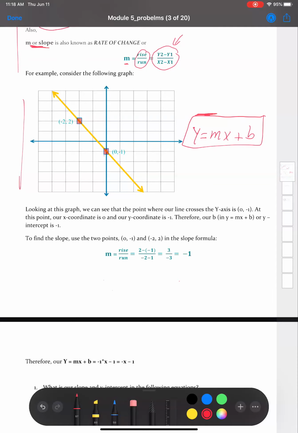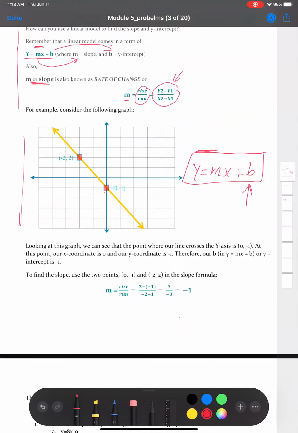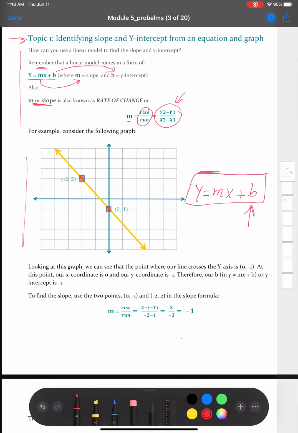We are first going to decide what our y-intercept is, which is the b here, because remember, up here I said that b is equal to the y-intercept. So we're going to find what that is, and then we're going to calculate our slope, or m. Right here, I'm showing you how to calculate the slope. It says, looking at the graph, we can see that the point where our line crosses the y-axis is (0, -1). So let me use a different color here.